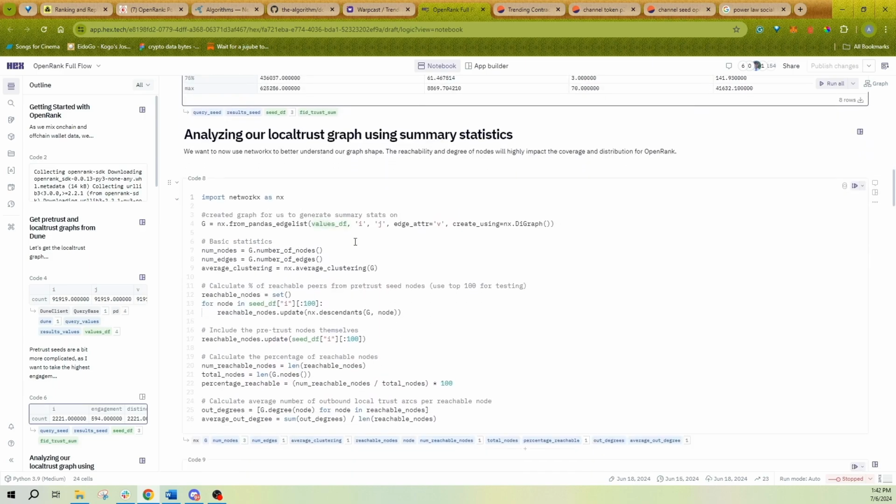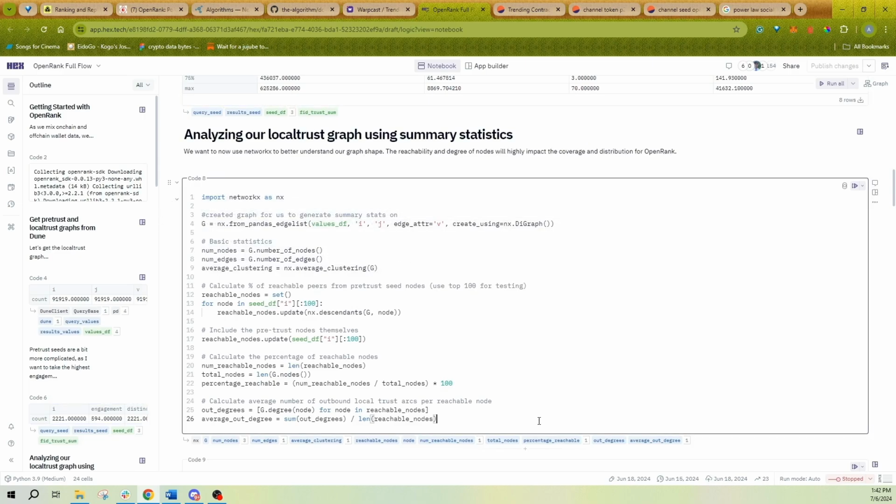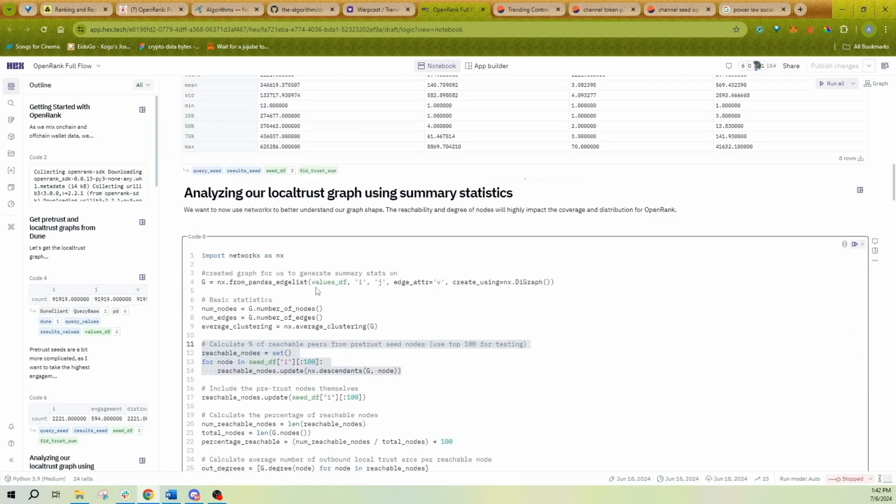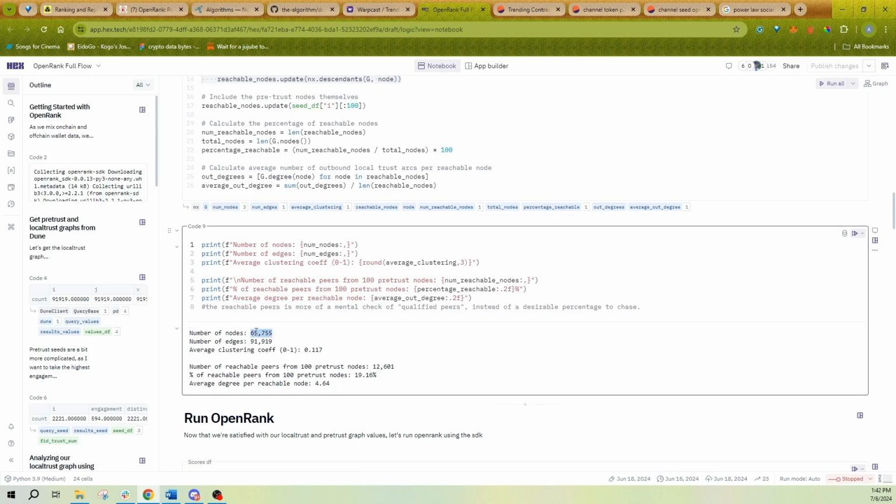I'm using NetworkX here. You can literally just copy and paste this into ChatGPT and ask what it's doing. I'm not going to really explain it here. But what's important here is me calculating reachable nodes. Remember I said earlier there were like 60,000 nodes. Oh, 65,000 nodes here, and there are 91,000 connections, which means there's at least 91,000 different value transfers between these nodes. I want to see how high I can get in terms of reachability of these nodes.